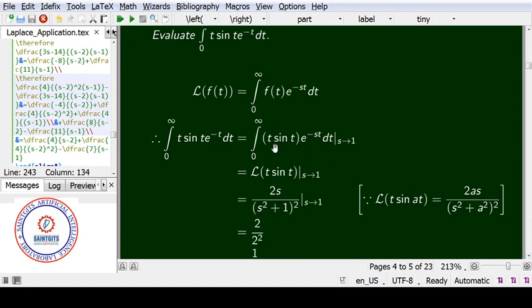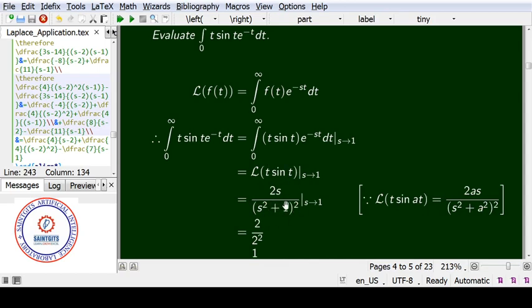Now we know that when this function is multiplied by e raised to minus st and integrated from 0 to infinity, that means it is Laplace transform of t sin t. So this integral is converted to a Laplace transform. That is conversion step. Now we evaluate L of t sin t. This is multiplication by t. So L of t sin at gives the result 2as by s square plus a square the whole square. But here in the place of a I have 1. So 2s by s square plus 1 the whole square.